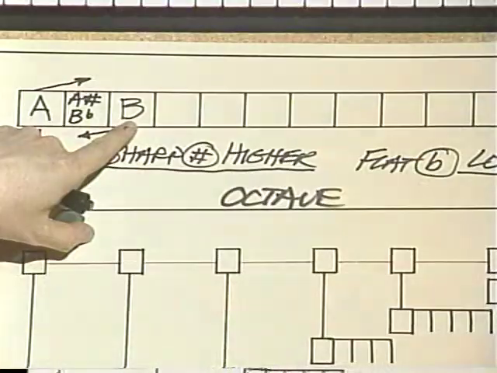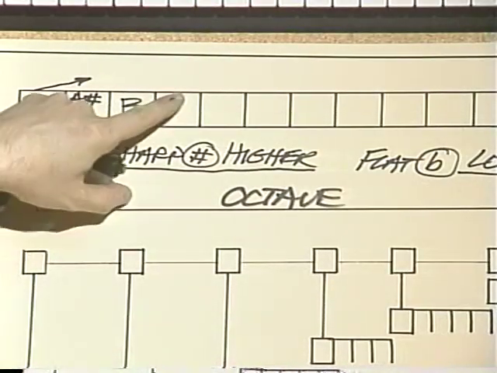Now, it gets even stranger. Here's B, right? What's the name of the next note higher than B? And people go, well, based on that, wouldn't it be like B sharp or C flat? And I go, you would think so, wouldn't you? But interestingly enough, it doesn't work that way.